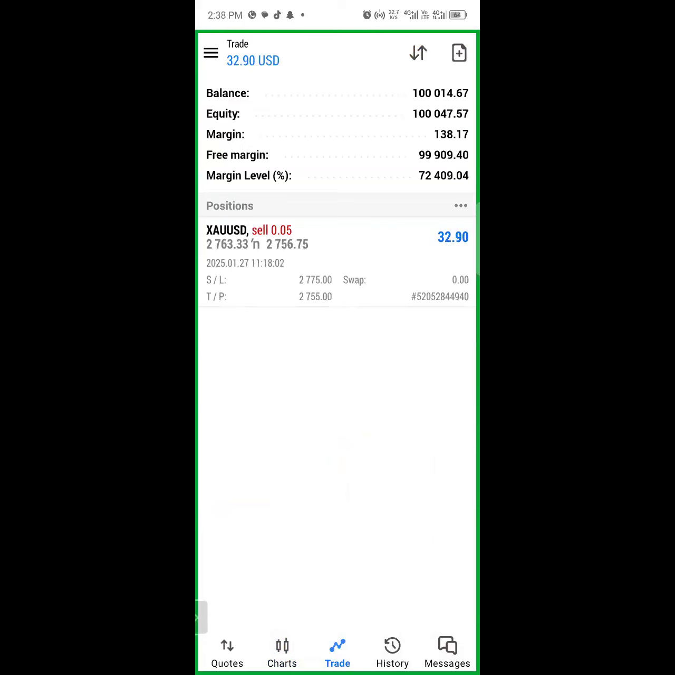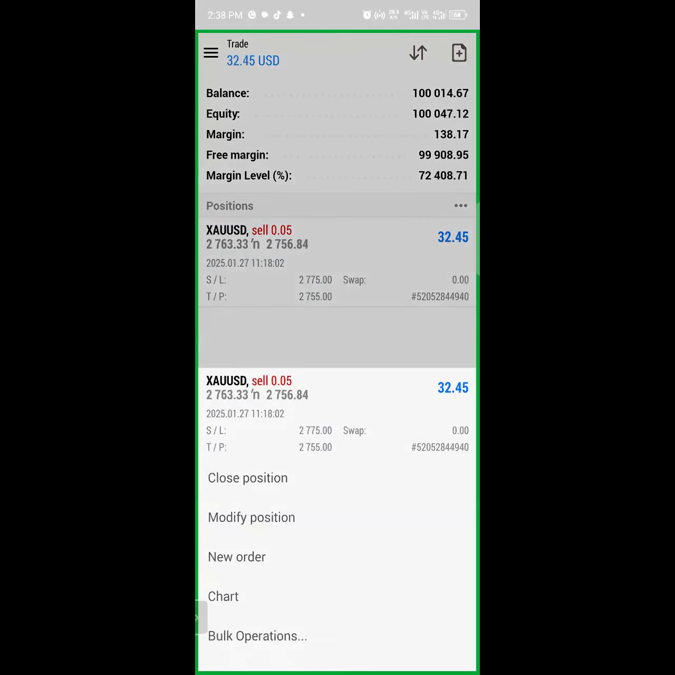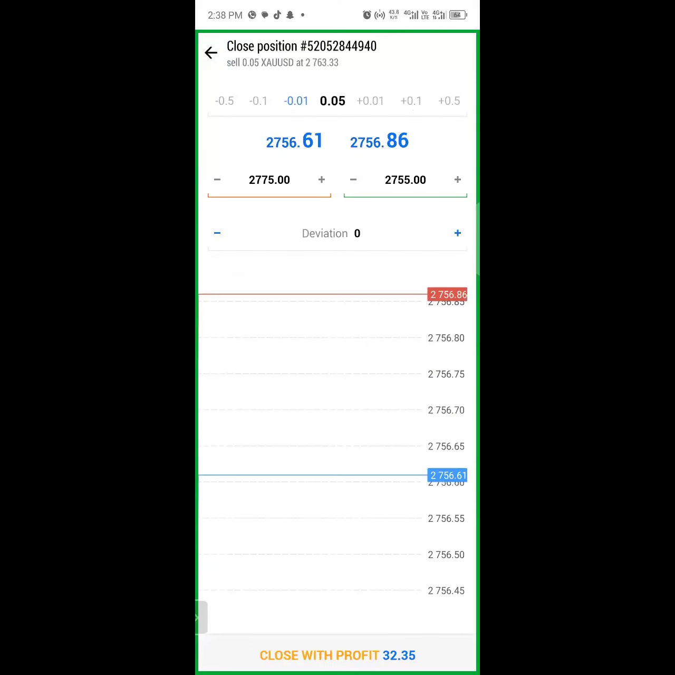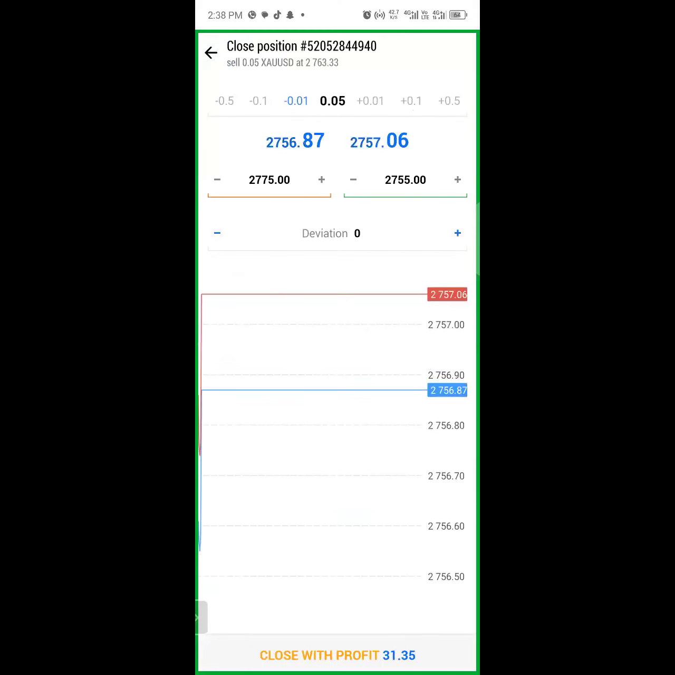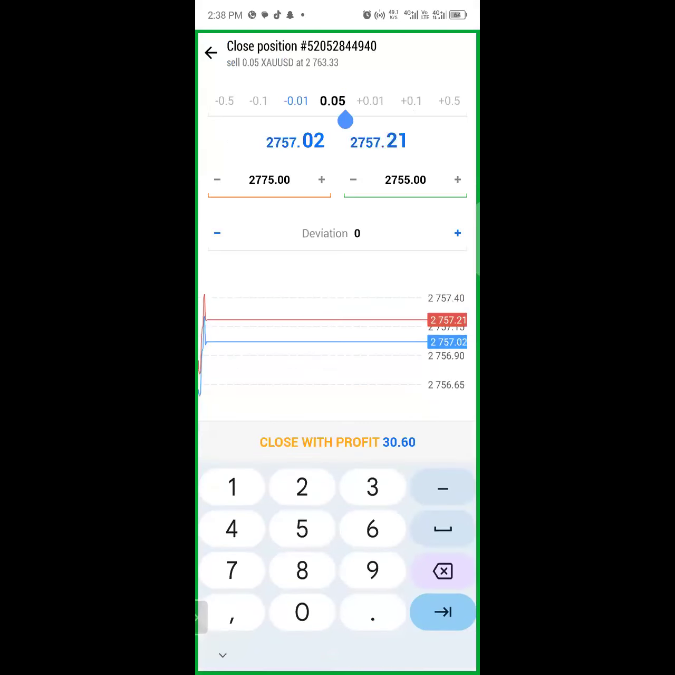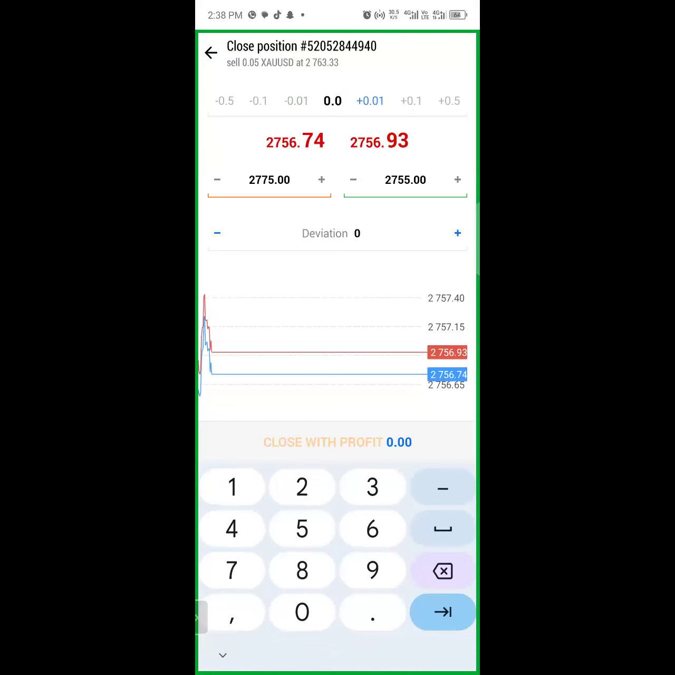So it brings out the options: modify, close positions. Click on close position. Reduce your lot size. I should reduce it? Mm. We're trying to take part of your profits. Half of 5 is what?